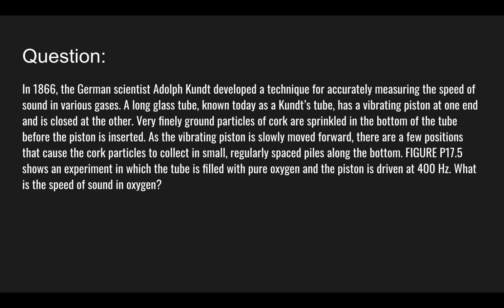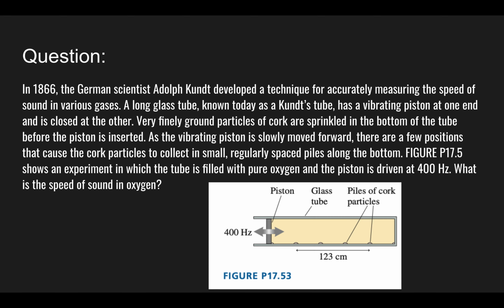Alrighty. In 1886, a German scientist named Adolf Kundt, get out. My dog just walked in. Anyway, he developed a technique for accurately measuring the speed of sound in various gases. Basically, a long tube known today as Kundt's tube has a vibrating piston at one end and a closed end at the other. Finely ground particles of cork are sprinkled at the bottom. When the piston vibrates, there are a few positions where the corks gather up into small piles, and it looks something like this.